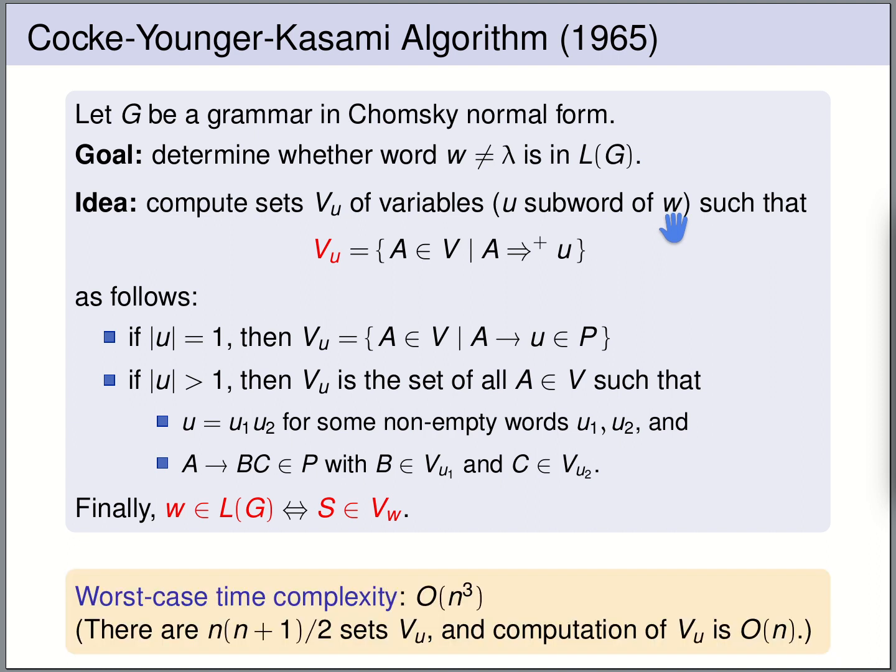The worst case time complexity of this algorithm is cubic with respect to the length of the input word. Why is that? Because we have quadratically many different sets of variables, since there are quadratically many subwords U of our input word W, and each of these sets V_U can be computed in linear time.